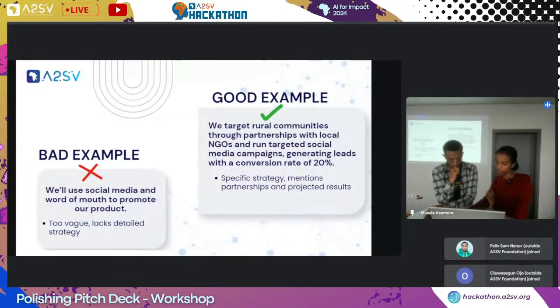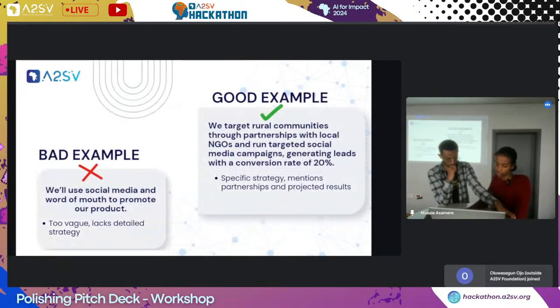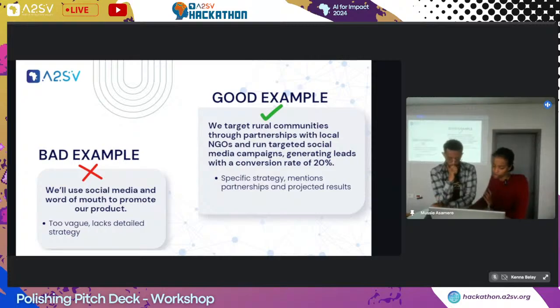So here in the example, these are both examples for marketing and sales strategy, but here it says we'll use social media and word of mouth to promote our product. Now this is vague. It doesn't have any detailed strategy. It doesn't mention any partnerships or project results that we plan to have.